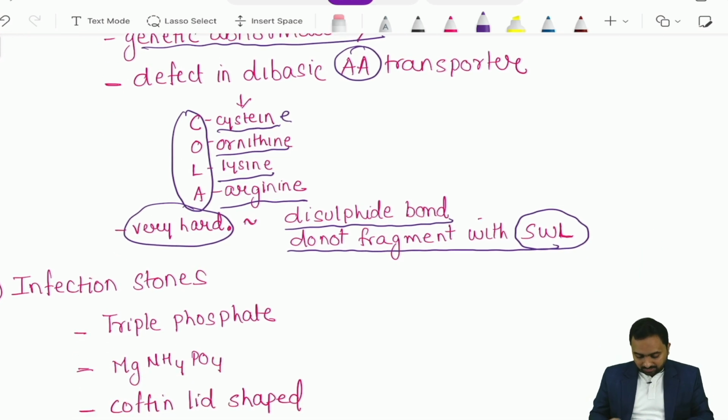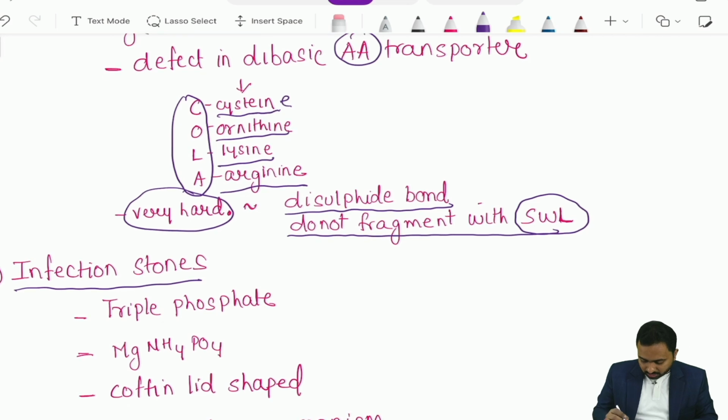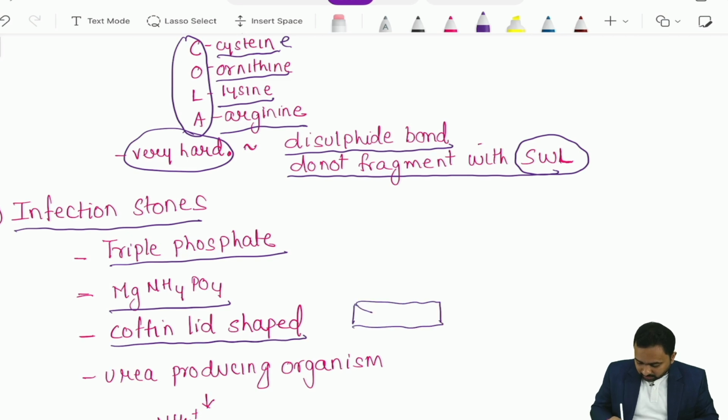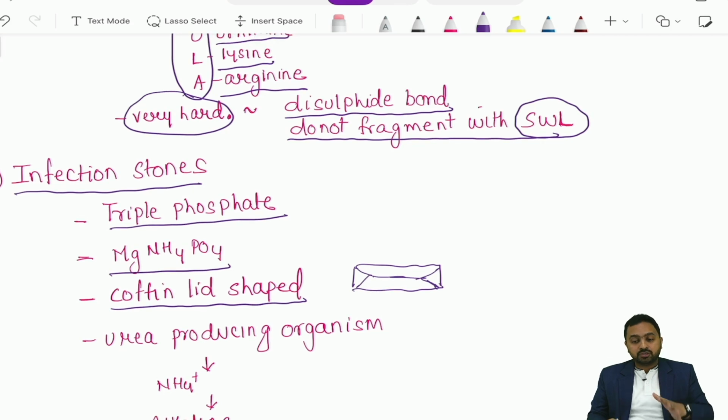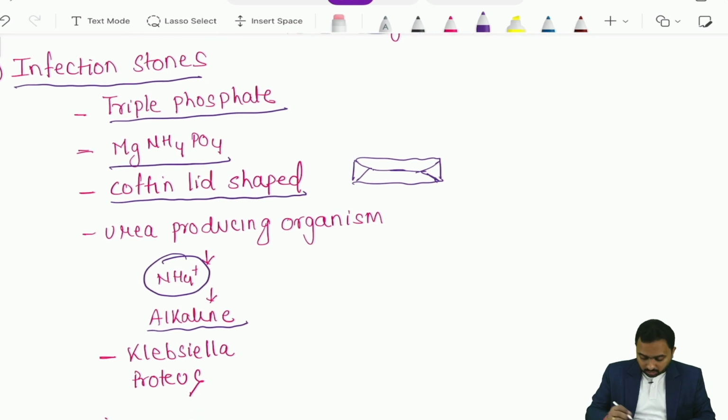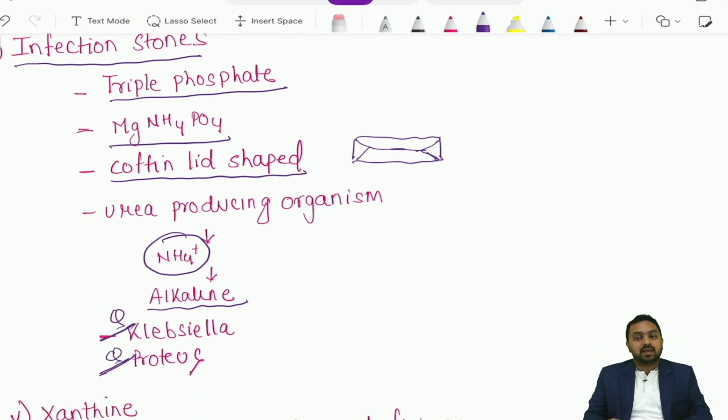Then you have your infection stones, which are usually triple phosphate, magnesium ammonium phosphate stones, which have a coffee lid shape, a coffee lid shaped appearance. They are because of urea producing organisms releasing ammonia, which makes the urine alkaline. The most common organisms associated include Klebsiella and Proteus mirabilis.